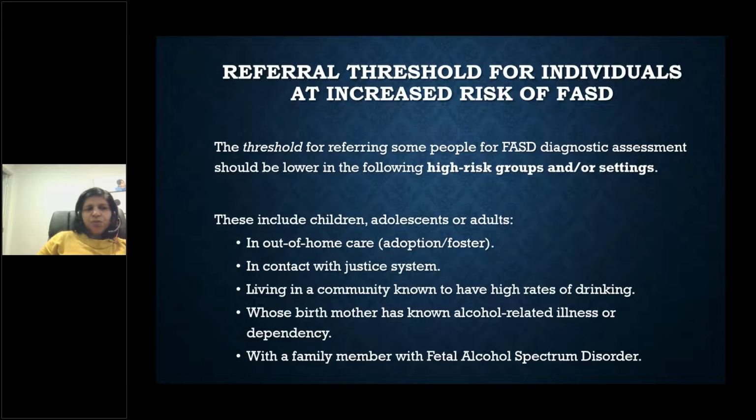So the referral threshold is a bit lower if you are dealing with a child or young person from a vulnerable group, a high risk group, for example, out of home care children like adopted or foster children, those who are involved with juvenile justice, who are living in a community known to have high rates of drinking, whose birth mother has known alcohol related illness or dependency, and there is already a family member with fetal alcohol spectrum disorder. So in these patients, you really need to refer them appropriately and adequately at a reasonable period of time.